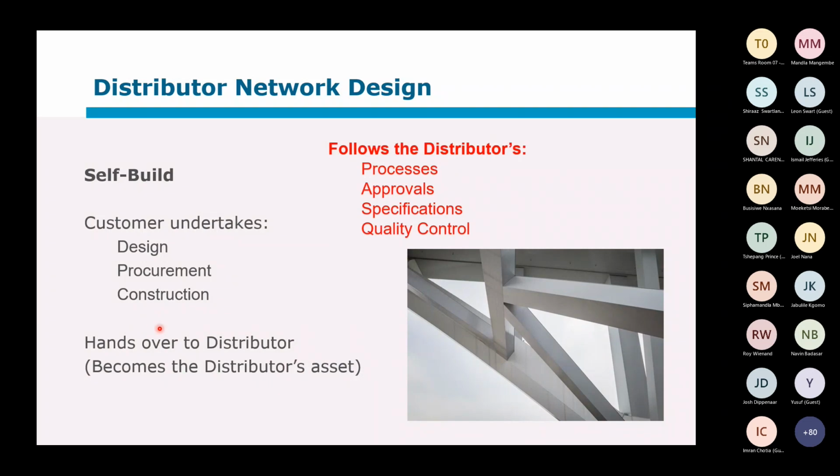Okay. So the customer in this instance has to follow the distributor's processes as if he was working inside the distributor and doing this design. All the approvals, follow all the specifications, as well as all the quality control. The last point is the quality control of the assets once constructed, and we'll get to that a little bit later again: the distributor's quality control has to sign off on the physical assets once they're installed as well. So that's part of the quality control.